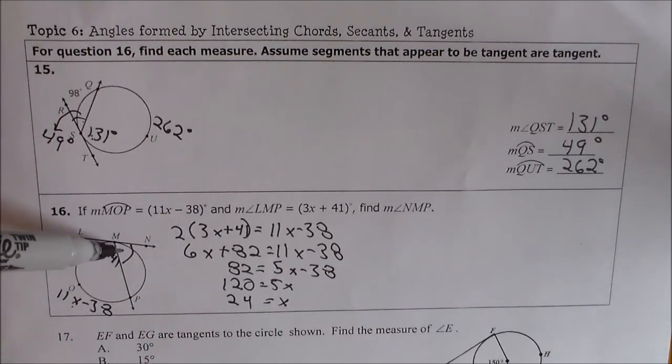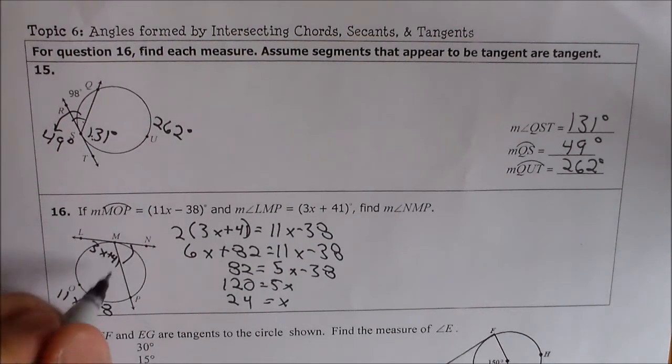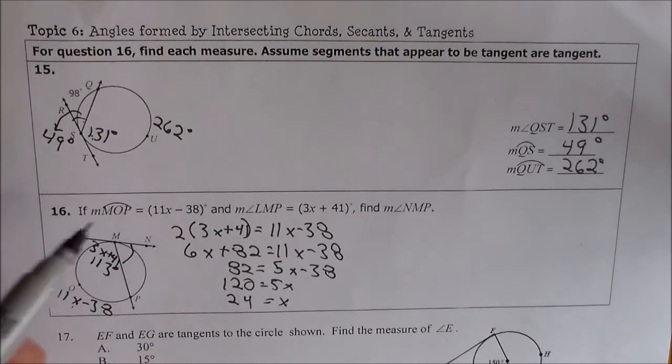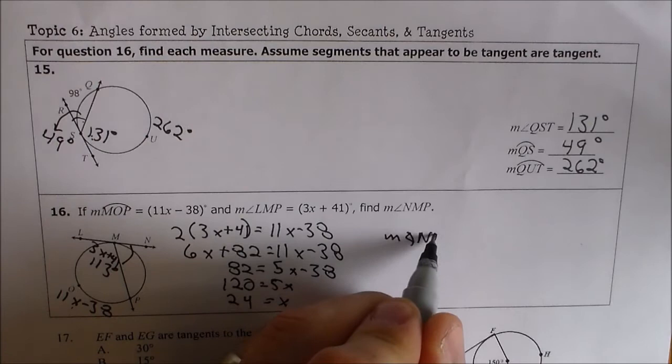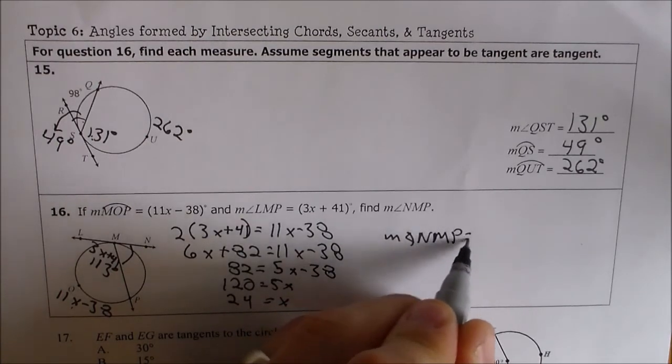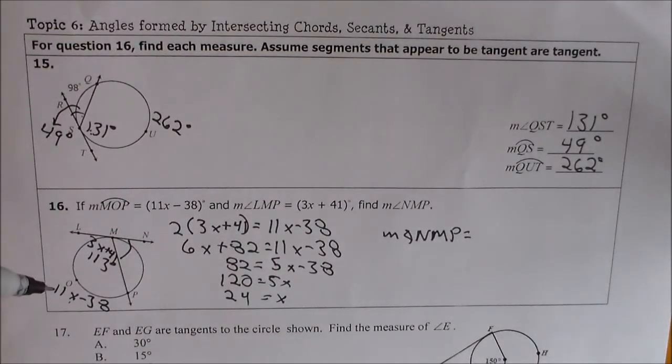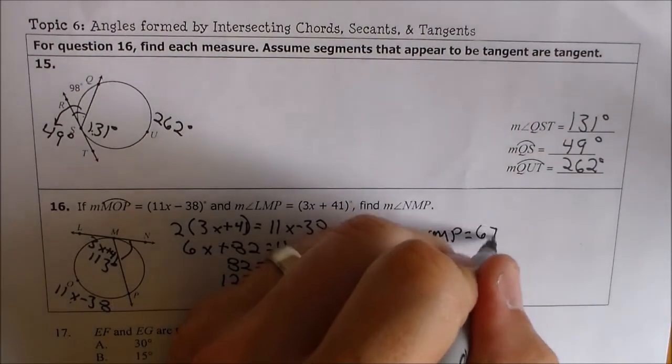Now, since I'm looking for this angle, I want to know this angle. So let's go 3 times 24 plus 41 gives me 113. So the angle NMP is going to be 180 minus 113, which is 67 degrees.